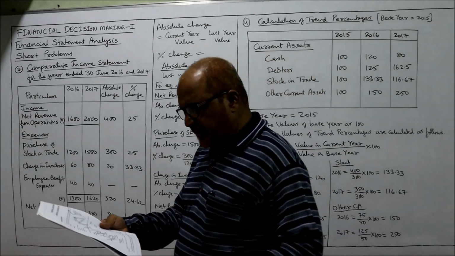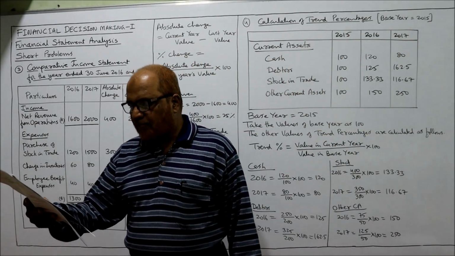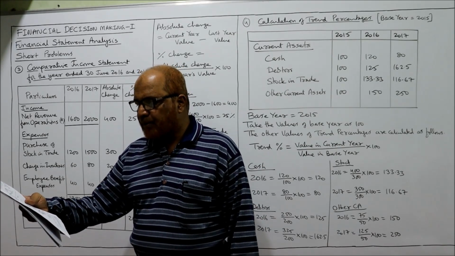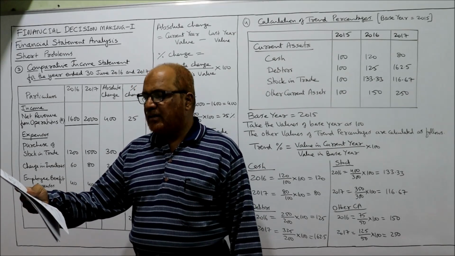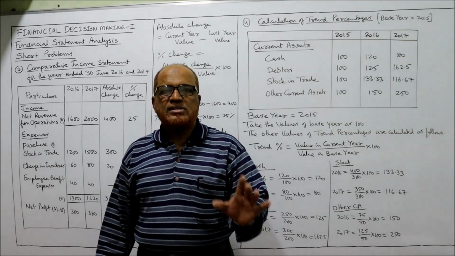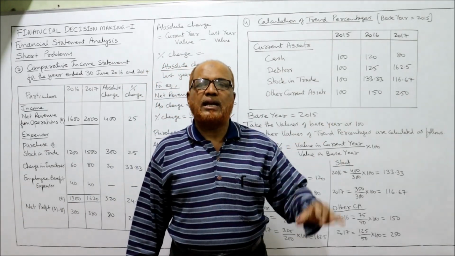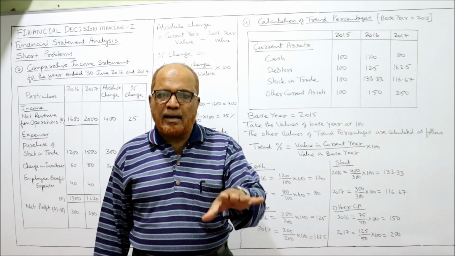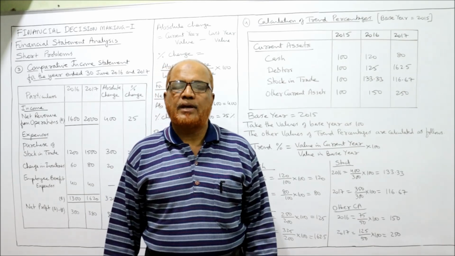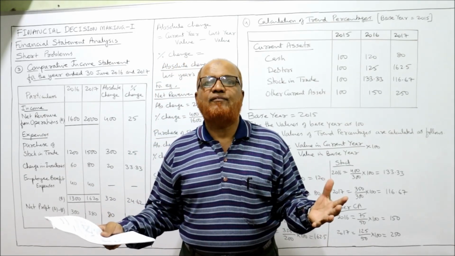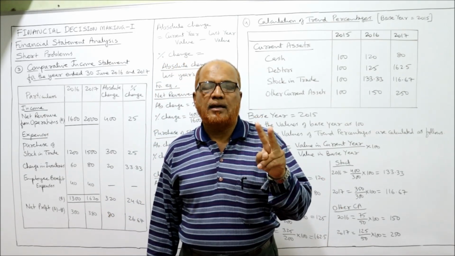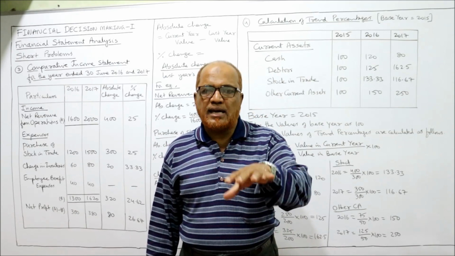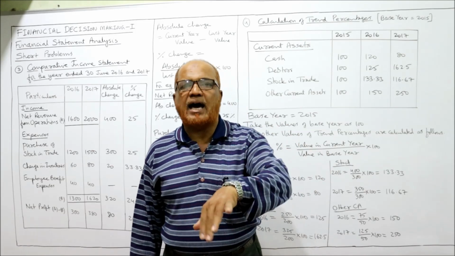Now, see problem number 3. From the following statement of profit and loss for the year ended 30th June 2016 and 2017, prepare a comparative income statement. Comparative statement is called horizontal analysis because we are comparing the data of the same company for 2 years. Intra-firm and inter-firm, two comparisons are there. Intra-firm means within the same firm, one year with another year.